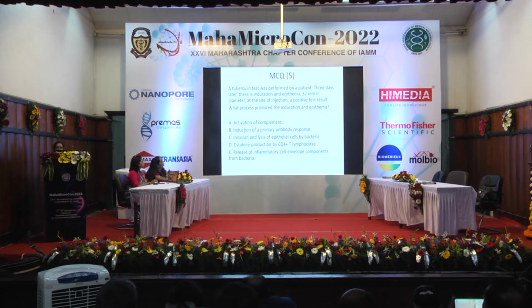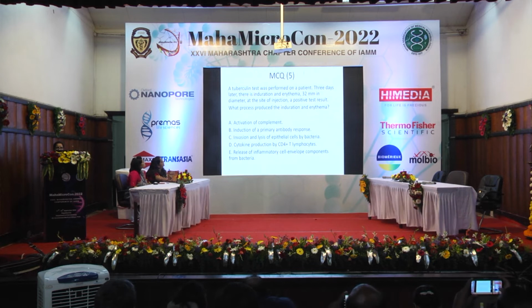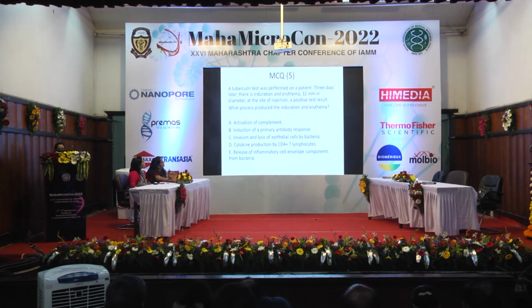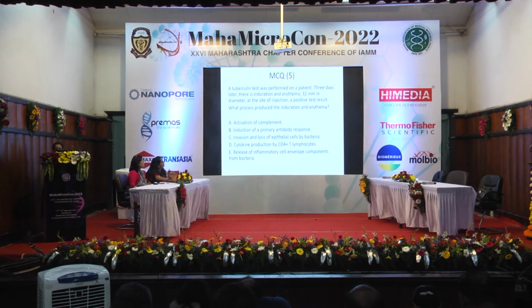A tuberculin test was performed on a patient. 3 days later, there is induration and erythema, 32 millimeters in diameter at the site of the injection, a positive test result. What process produced the induration and erythema? Activation of complement, induction of a primary antibody response, invasion and lysis of epithelial cells by bacteria, cytokine production by CD4 T lymphocytes, or release of inflammatory cell envelope components from the bacteria.